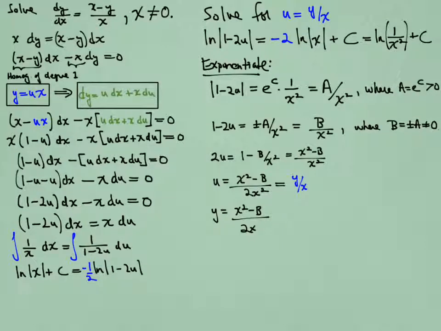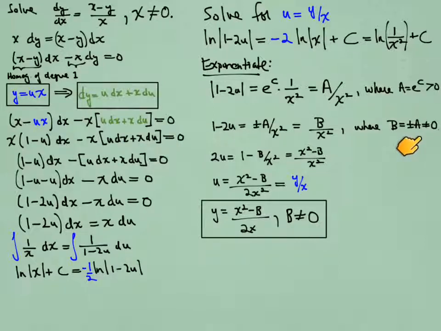If I multiply both sides by x to solve for y, I'll cancel out a power of x that's in the denominator to get a 2x in the denominator now. And now I have an explicit solution for y. Notice here that b is any non-zero number. Notice it was plus or minus a. So that means it's positive or negative, because a came from some exponentiated number, which is strictly positive. So b here can be any number you want that's not 0. And this gives us a general solution to our differential equation that we started with.